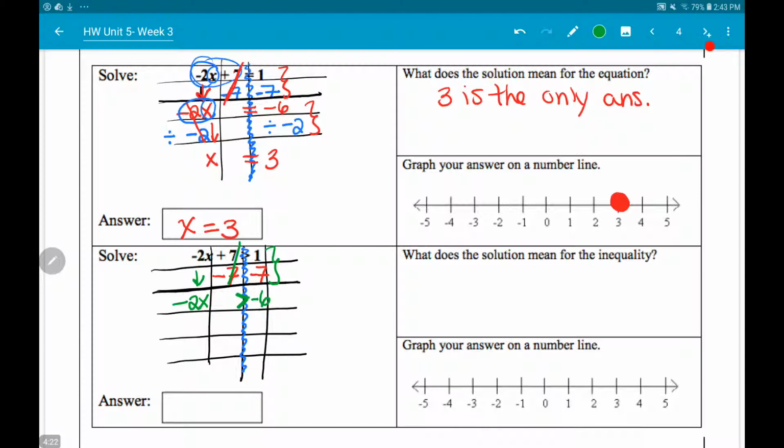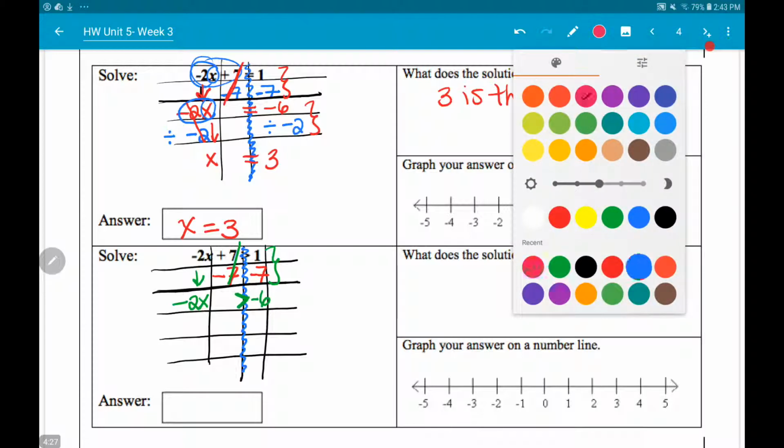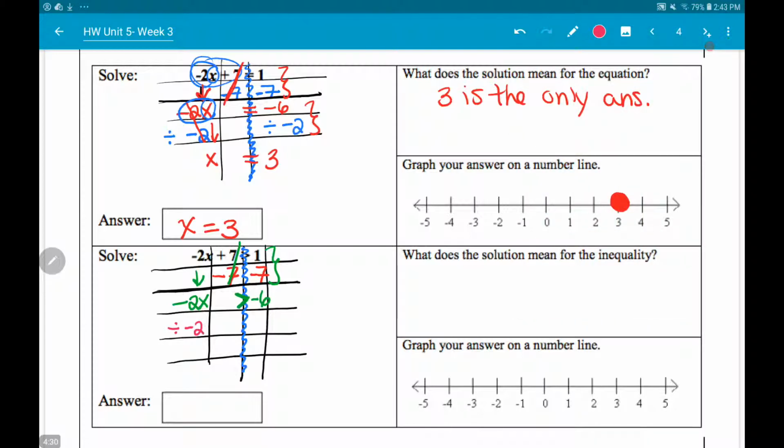Now when you're doing this, make sure to bring down your symbol. So in this case, it's a greater than. And same thing as before, we need to get rid of this negative 2, so I'm going to divide it out. It cancels, I'm left with x, and I solve this side, and I'm left with positive 3. Now the only difference with inequalities is when I divide by a negative number, my inequality symbol is going to change. So it was a greater than, and now I'm going to change it to a less than symbol. All right, so this means x is less than 3.